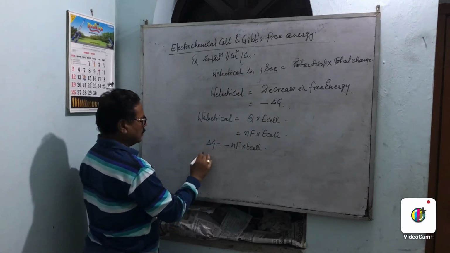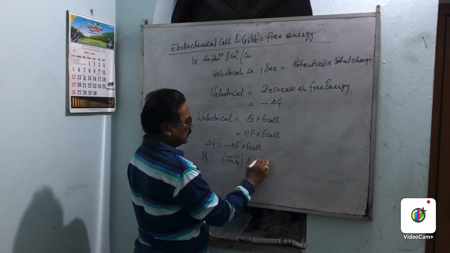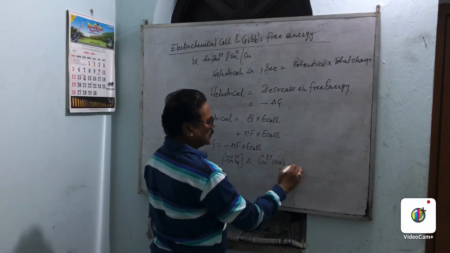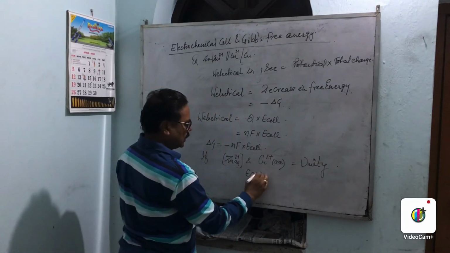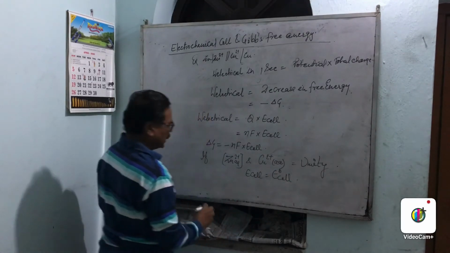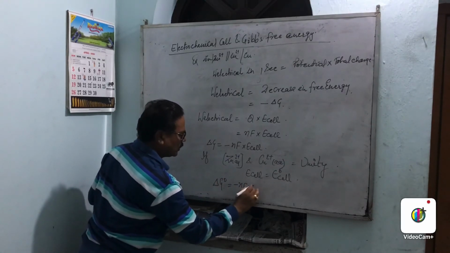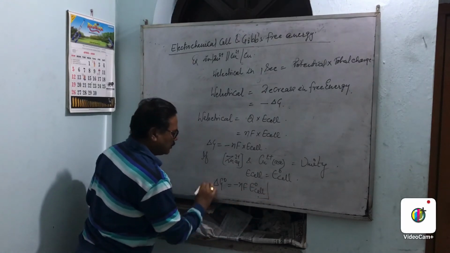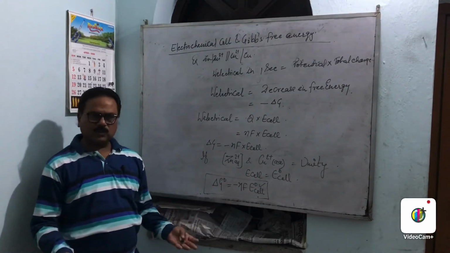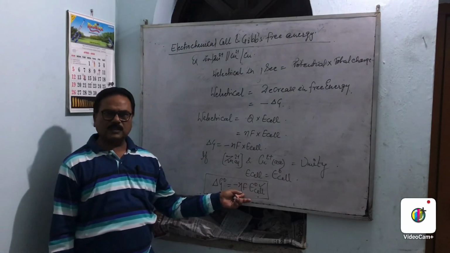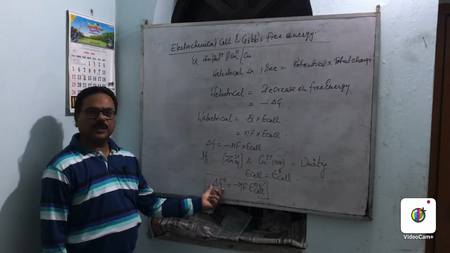For this cell, if the Zn2+ ion concentration and Cu2+ ion concentration are equal to unity, then what will happen? E cell is equal to E naught cell, so we can write it at standard condition. So delta G naught is equal to minus nF E naught cell. If the value of E naught cell is known, n is the number of electrons lost and gained, and F is the Faraday of electricity, 96,500 coulomb per mole. By putting that value, we are able to calculate the Gibbs free energy change.